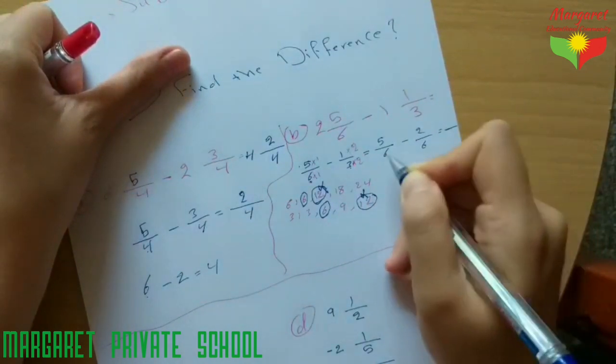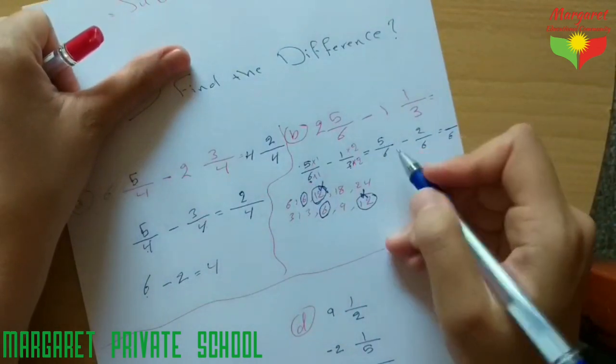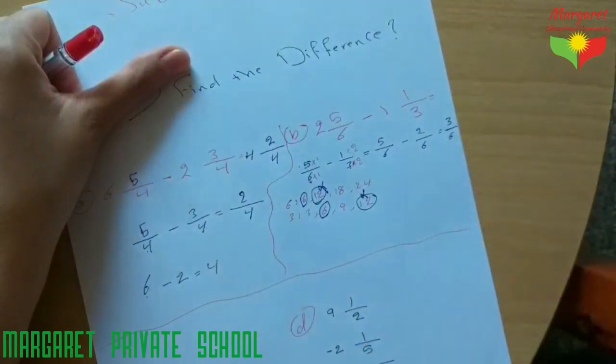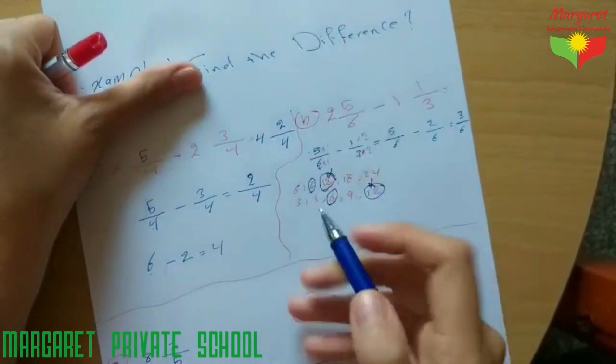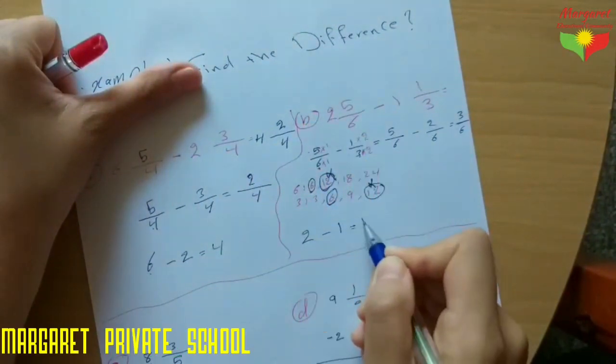We have the same denominator. Keep the denominator 6 and subtract the numerator. 5 minus 2 equals 3. I'm a fraction. My answer becomes the answer. Whole number. We have two, a whole number equal one.